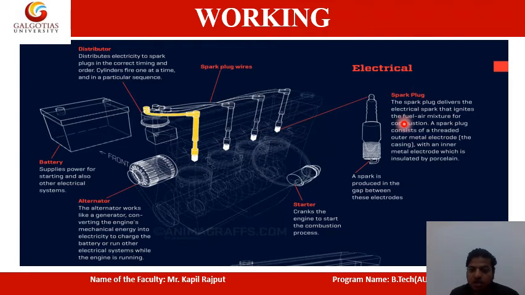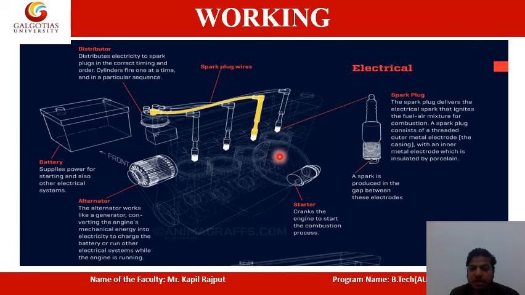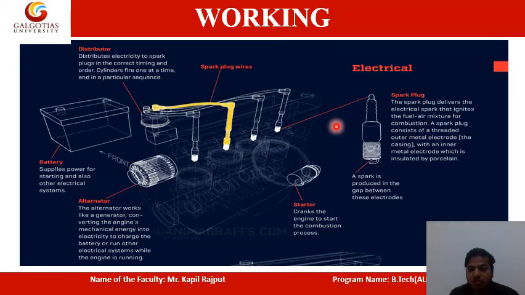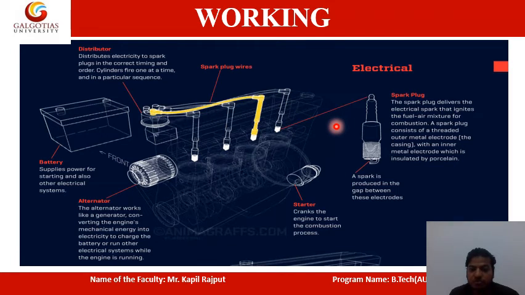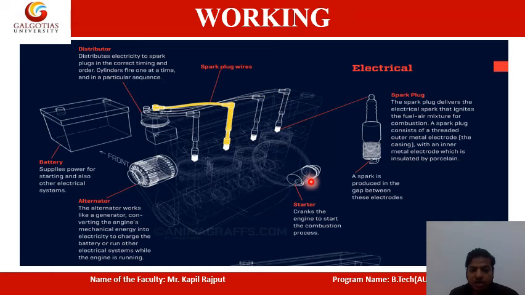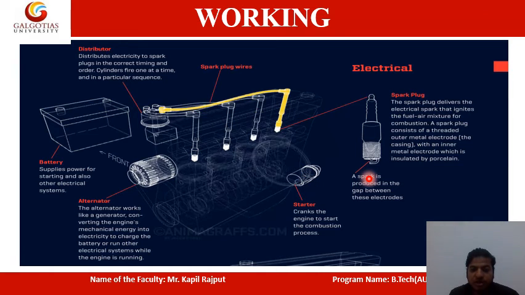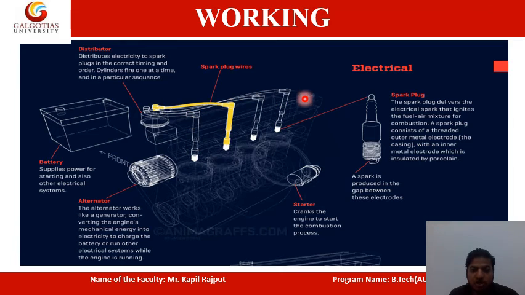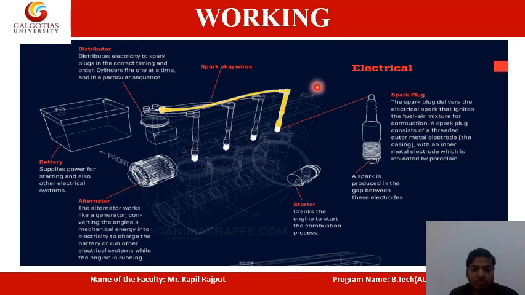The spark plugs are there. The spark plugs deliver the electric sparks that ignite the fuel air mixture for combustion. A spark plug consists of a threaded outer metal casing, with an inner metal electrode which is insulated by porcelain. A spark is produced in the gap between these electrodes. Starter cranks the engine to start the combustion process. Here you can see the spark plug wire is there, different 1, 2, 3, 4.